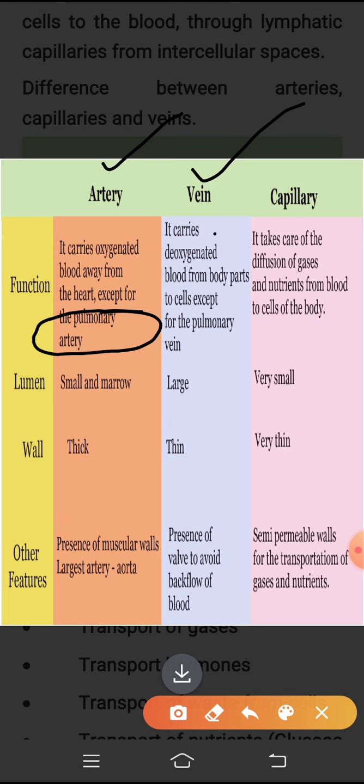So what is meant by veins then? The veins are the blood vessels. They carry the deoxygenated blood, right? They carry deoxygenated blood from different parts of the body to the heart.